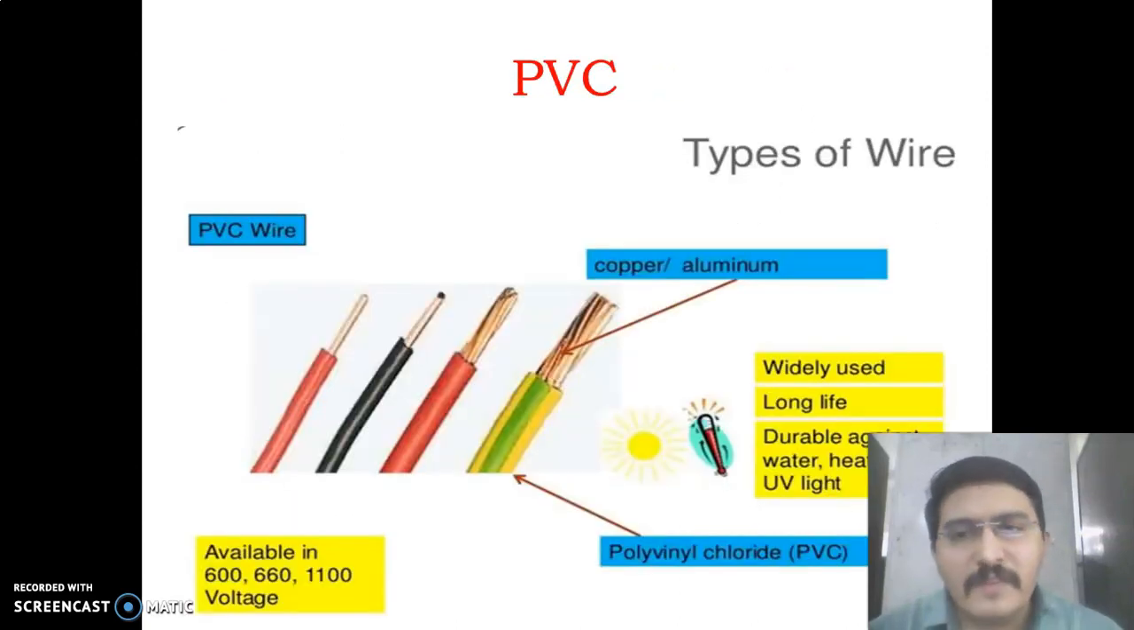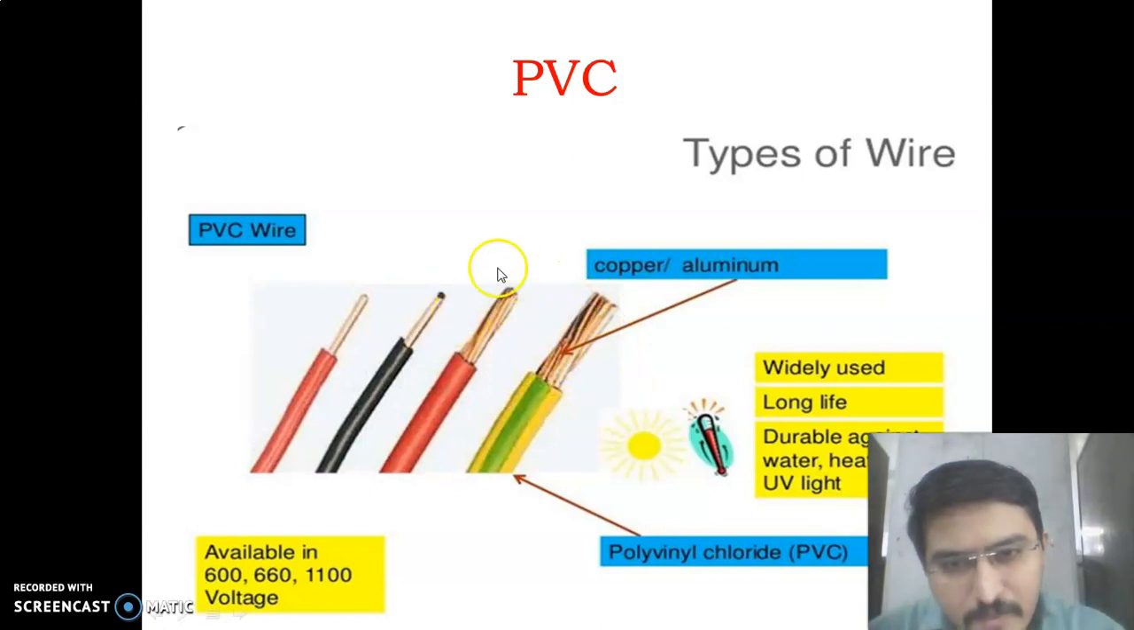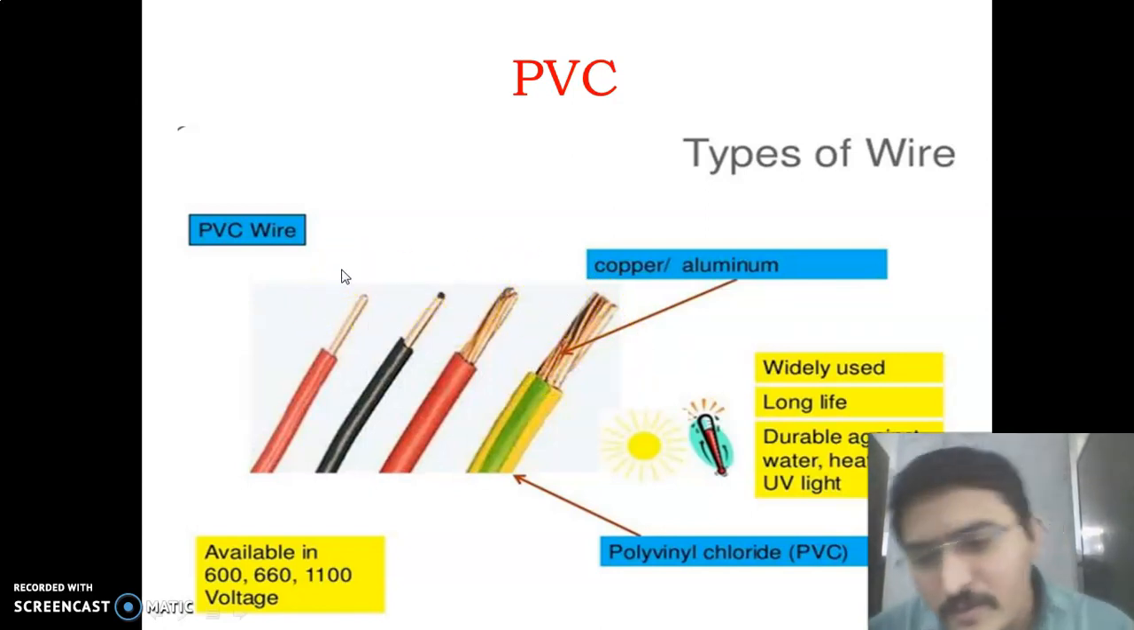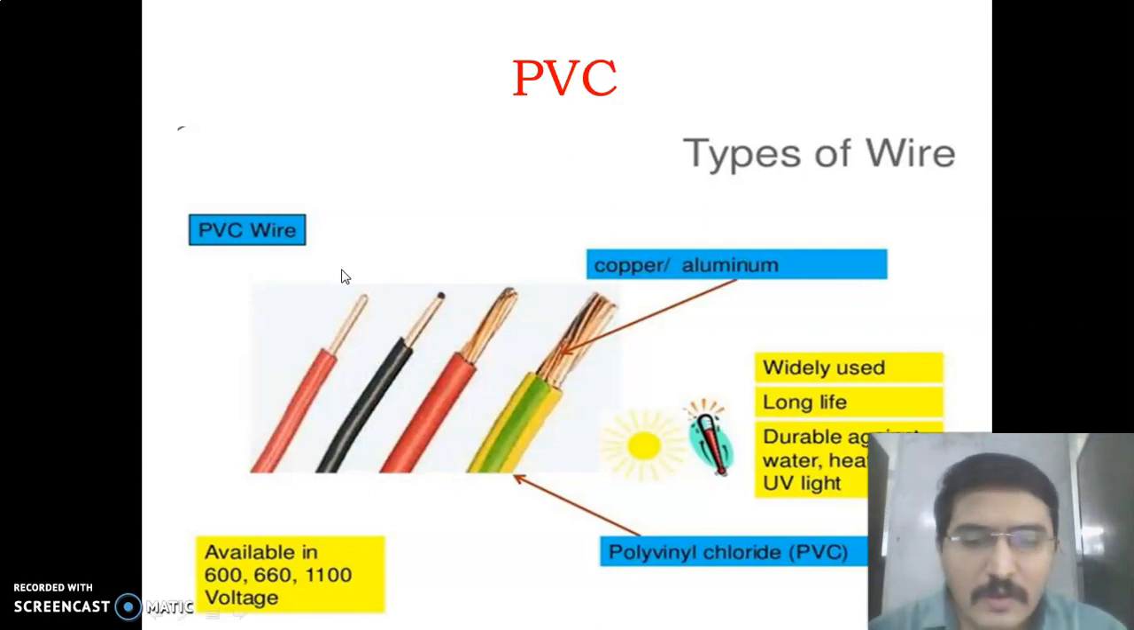Next we have the PVC. PVC stands for polyvinyl chloride. In this picture you can observe that the conductor is made of aluminum or copper. These are available for 600 volt, 660 volt or 1100 volt. These are widely used due to their longer life and durability against water, heat, oil and ultraviolet.